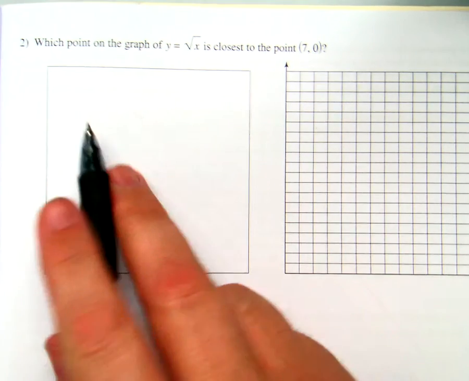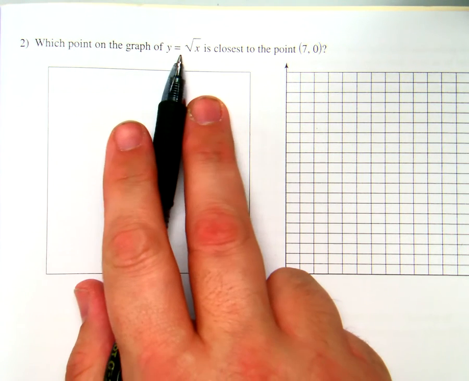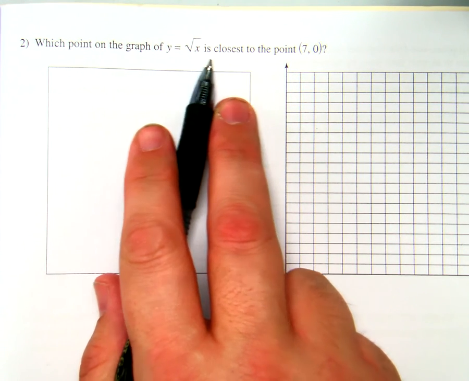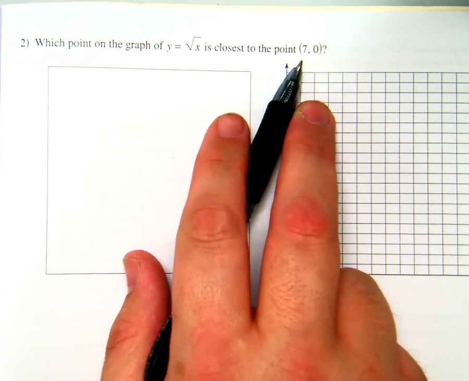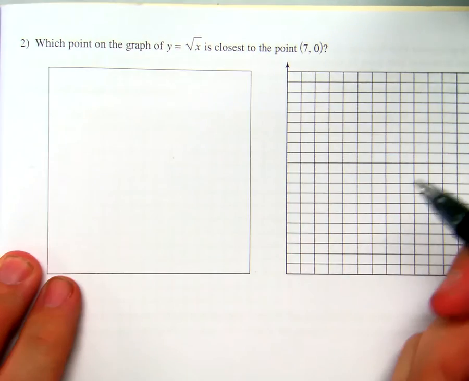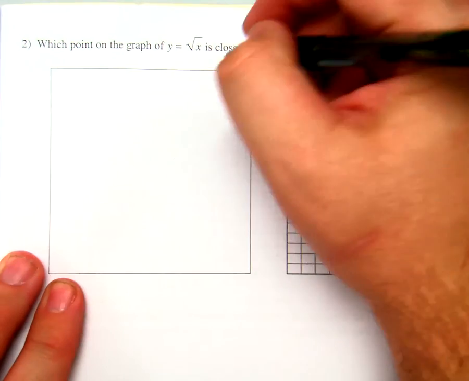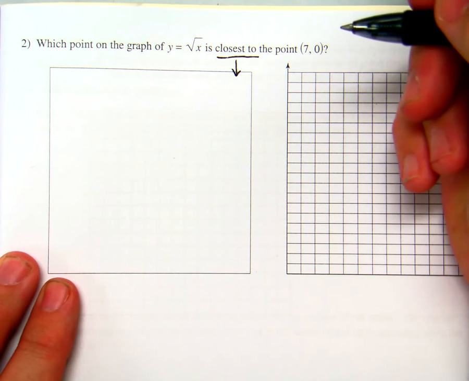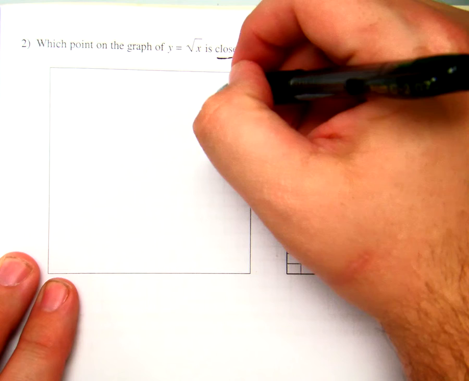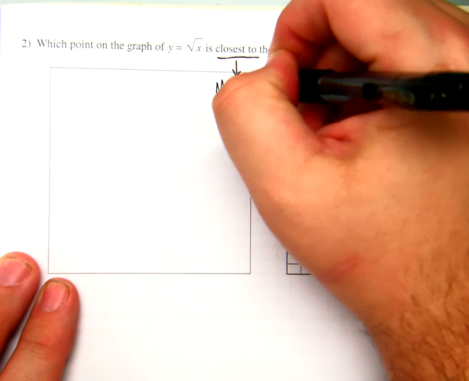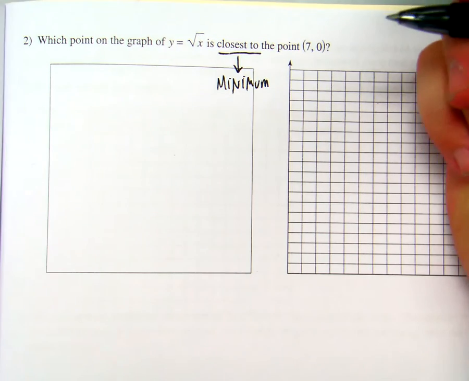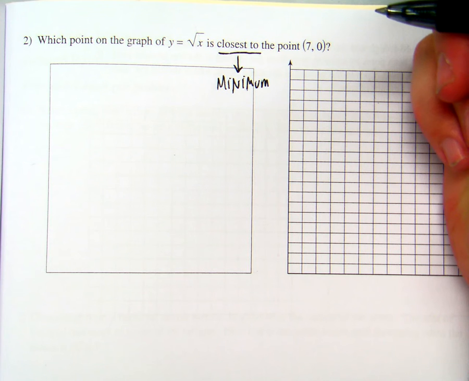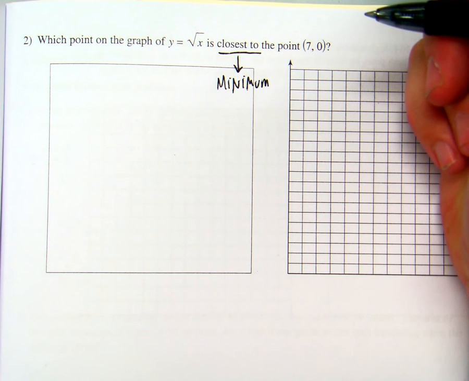Okay, it says which point on the graph y equals square root of x is closest to the point (7, 0). So, if we're talking about closest to, is that going to be a minimum or a maximum? Minimum. Shortest distance. If I'm talking about the distance between me and you, and I want the closest distance, do I want the minimum distance or the maximum distance?